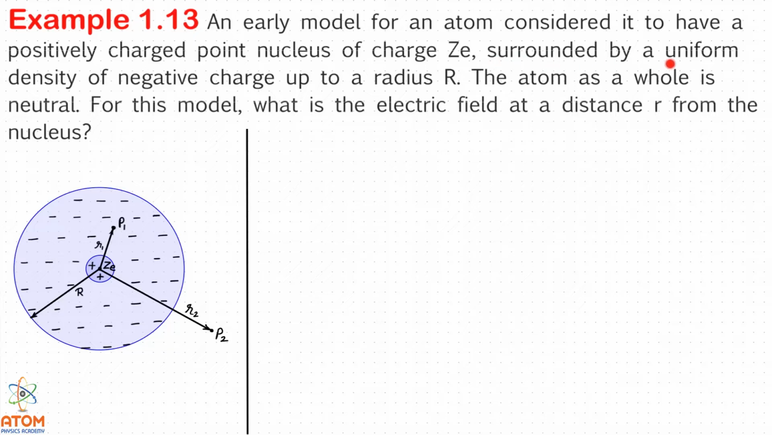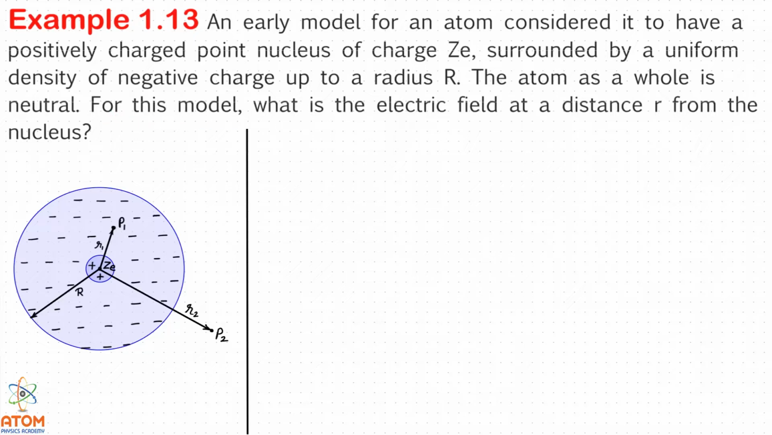This was surrounded by a uniform density of negative charge up to radius capital R. In that model, the atom was having a nucleus at the center and it was surrounded by negative charge having radius capital R. You can see these are all the negative charge and it is surrounding this nucleus. The atom as a whole is neutral. It was already known that atom is neutral.